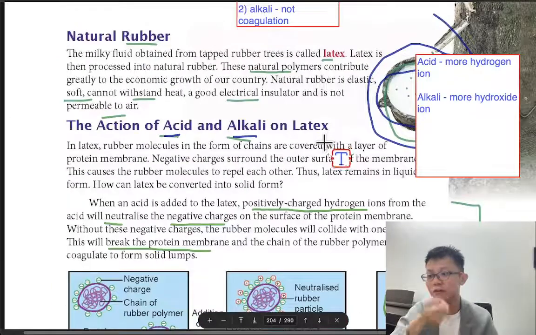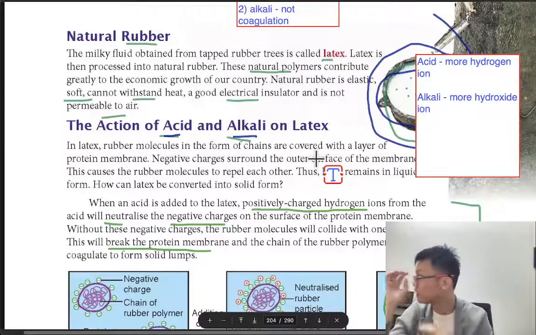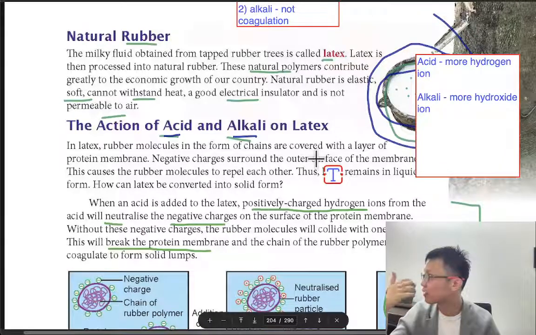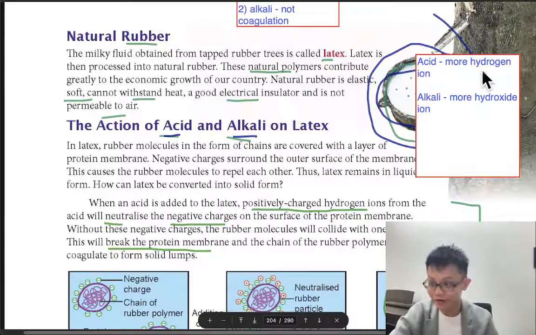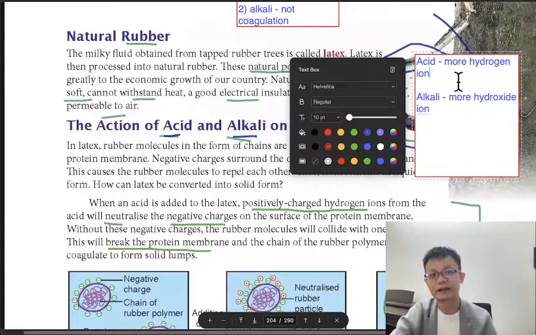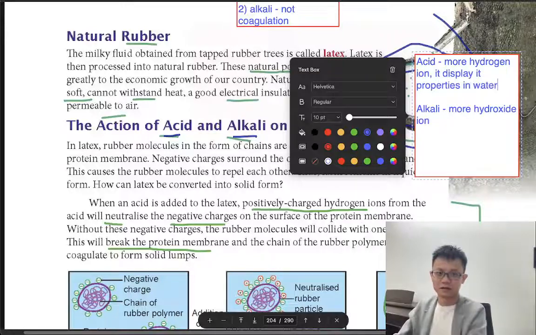So what do you mean by something being acid? Anything. I don't care whether you're talking about lime, orange, or soap, which is alkaline. No matter what, the definition of acid is that it has more hydrogen ion. This one is not coming out in the exam, if I still remember. It displays its properties in water.